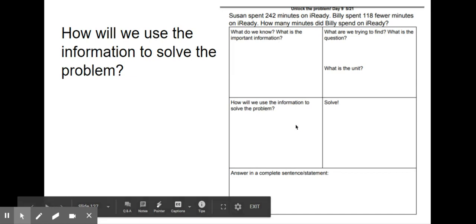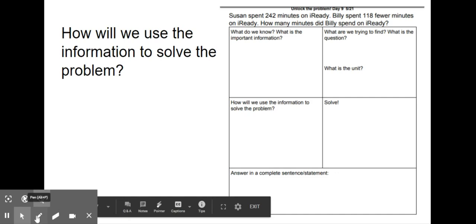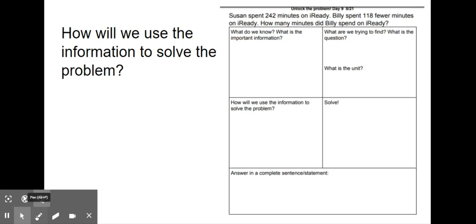Now, how will we use the information to solve the problem? Pause if you need to, but take a second to think. How can I use this information to figure out how many minutes Billy spent on iReady? So I know if he spent 118 fewer minutes on iReady than Susan, then I should just be able to subtract to figure out exactly how many minutes Billy spent on iReady. So we're going to move right to the solve.